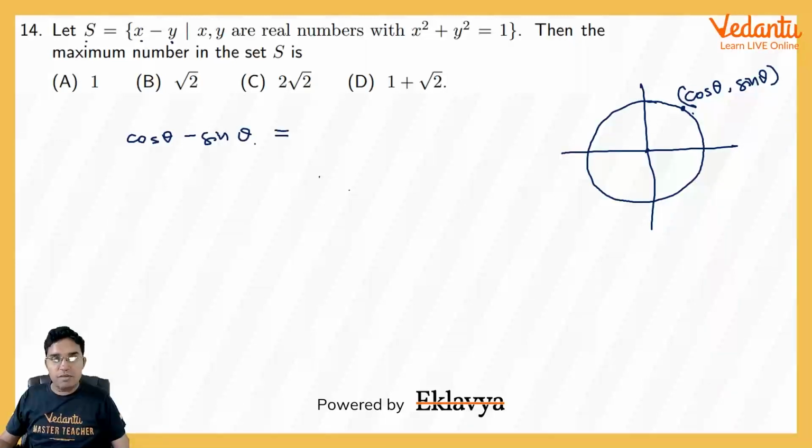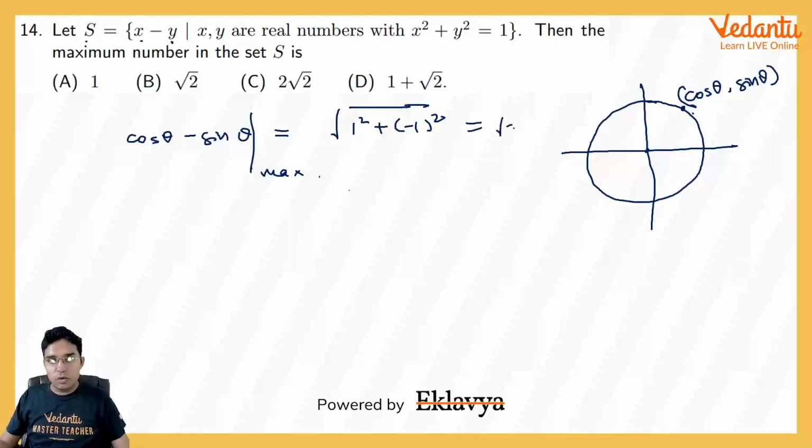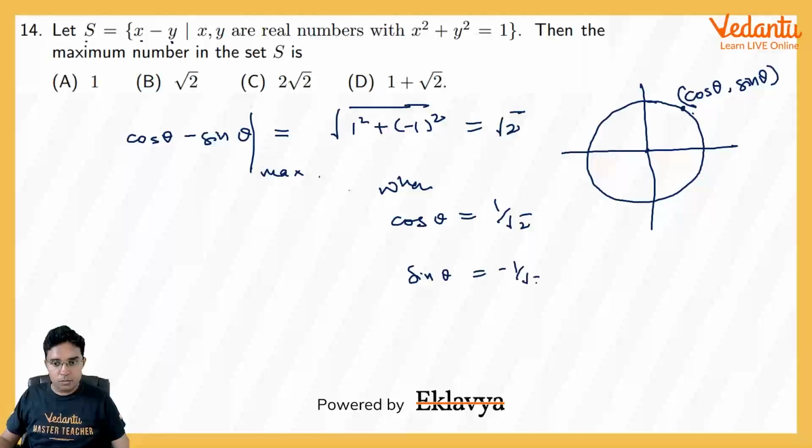So this is one very standard thing. The maximum value of this is just under root of a square plus b square, where a is coefficient of cos, b is coefficient of sine. So this will be root 2, and you can see that maximum will be when cos theta is 1 by root 2 and sin theta is minus 1 by root 2. So answer for this will be B.